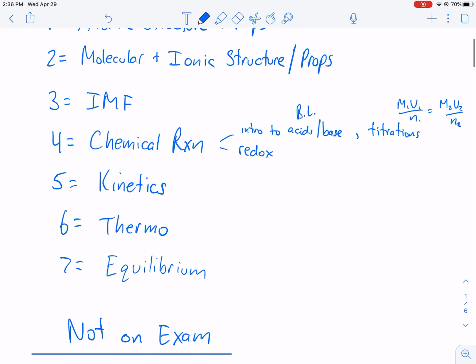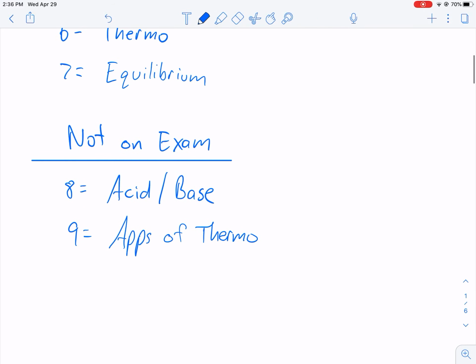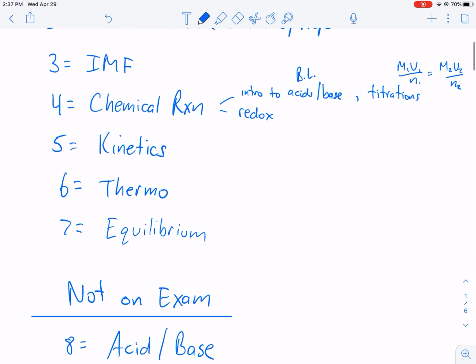But for some reason, we see down here in Unit 9, applications of thermodynamics. For the most part, I always interpret that as things like entropy, so delta S and delta G. But this is also where they stick the electrochem. So you still need to know redox reactions up here in the types of chemical reactions.